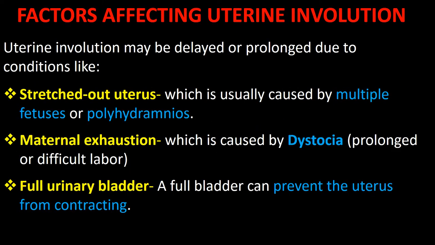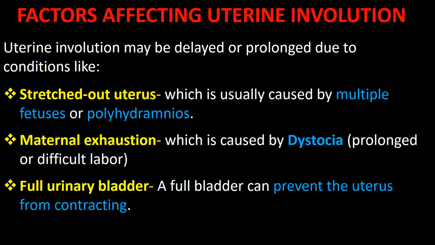Now, what are the factors that affect the uterine involution? May mga pagkakataon kasi na hindi babalik sa normal agad-agad yung uterus ng patient natin in the 4th stage of labor. And there are many factors that affect this kind of phenomenon. So always remember that uterine involution may be delayed or prolonged due to, number 1 is stretched out uterus.